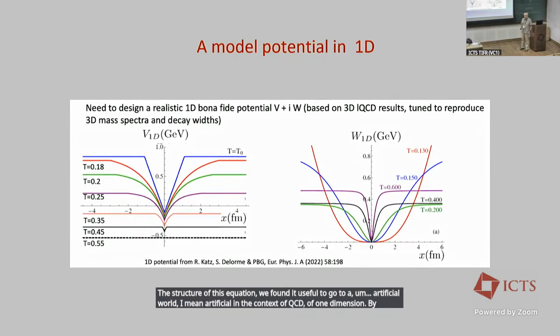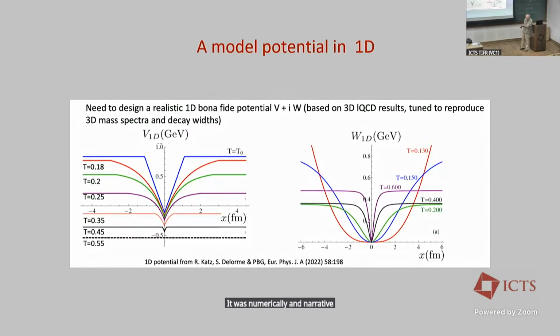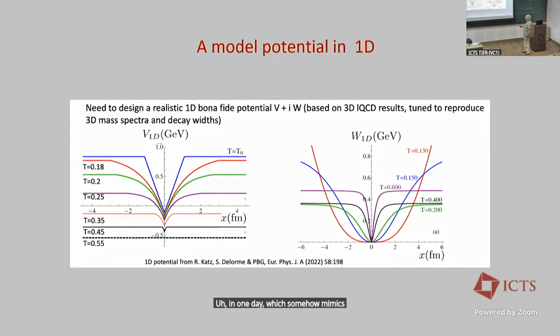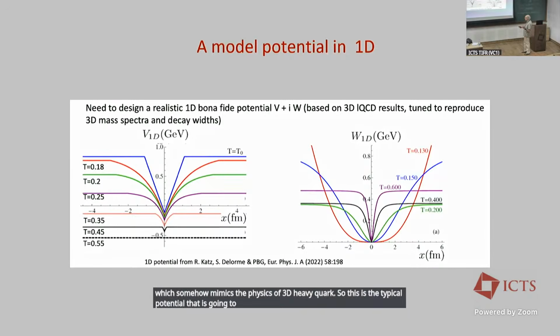By suppressing the number of dimensions, we make the problem easier to solve both numerically and analytically. In one dimension, particles just go on straight lines, and that makes it easier. So my colleagues in Nantes, Paul Bernard Gossiot and collaborators, have cranked out a potential in 1D, which somehow mimics the physics of 3D heavy quarks.